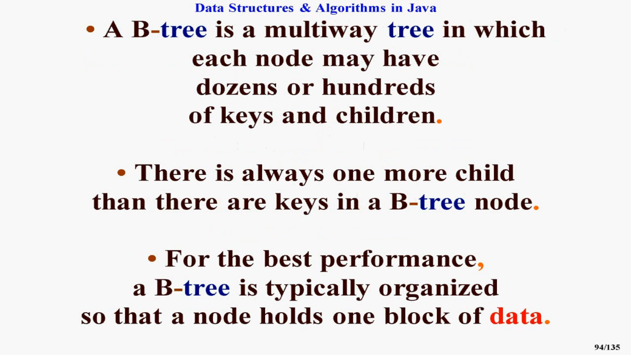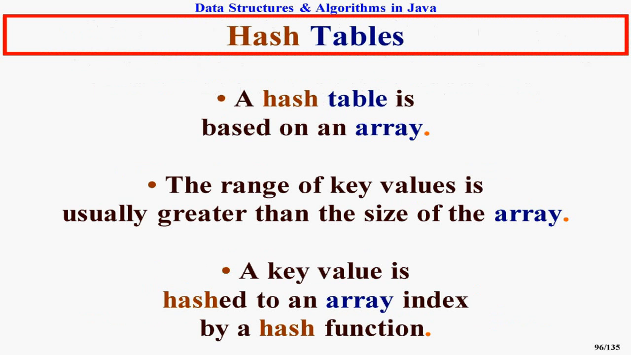A B tree is a multi-way tree in which each node may have dozens or hundreds of keys and children. There is always one more child than there are keys in a B tree node. For the best performance, a B tree is typically organized so that a node holds one block of data. If the search criteria involve many keys, a sequential search of all the records in a file may be the most practical approach.